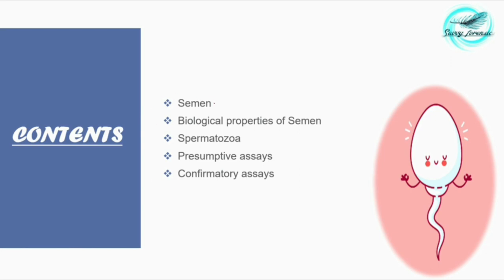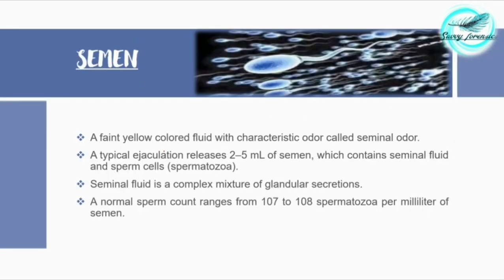Firstly, we'll understand what is semen, its biological properties, as well as the major component, that is spermatozoa, that is used for identification, then the presumptive assays and the confirmatory assays. Now here I want to tell you that in this video we'll be covering these three topics only, and in the next video we'll be covering the presumptive and the confirmatory assays. So let's discuss further. Now, what is semen?